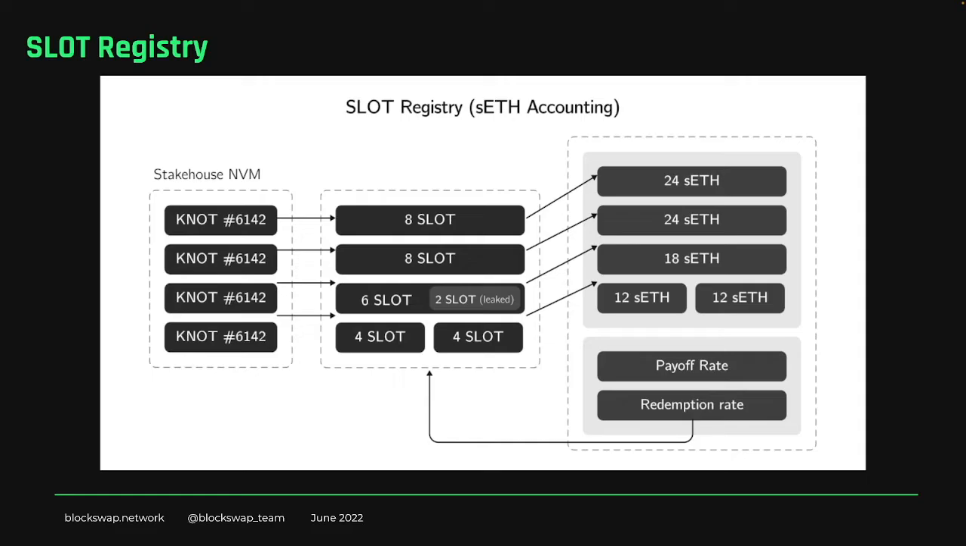And then here at the bottom you see the payoff rate and redemption rate. Simply put, the payoff rate and redemption rate are indicators for your knot's health. And as long as you have a healthy house and you have 4 slots in your vault, you're in a healthy position to exit Stakehouse, so it's a really good indicator for that. If you have questions on this, I'm sure you can drop them in the chat and we can address those at the end.